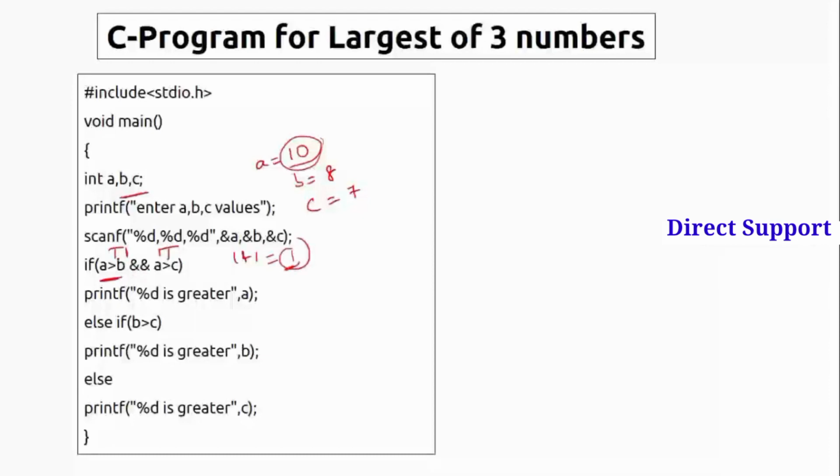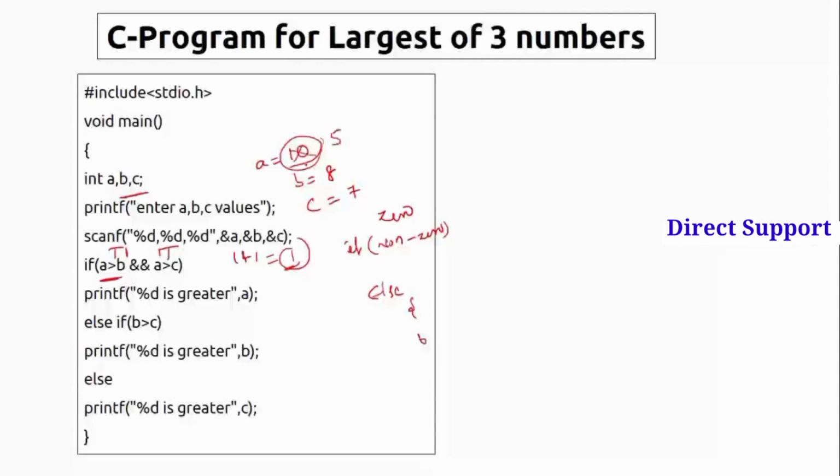If 1 means true, and any non-zero including 1 is also true, the if block will be executed. If you get 0 here, else will be executed, right? Like this it will happen. Here you can see 10 is greater than 8 and 10 is greater than 7, so it will directly print that A is greater, which is 10. That's it.